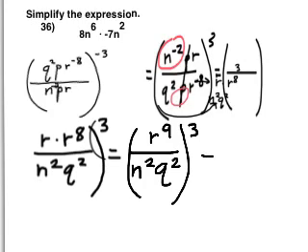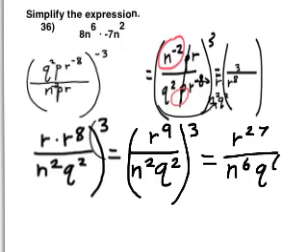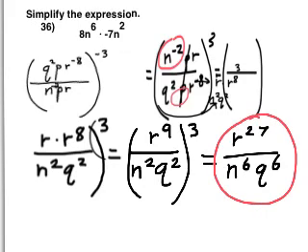All right, so let's finish this up. We have r to the 9th, so there's 3 of those. r to the 9th times r to the 9th times r to the 9th, and that would be 27 of them, right? So we have r to the 27th. Okay, then we have 3 of these n to the seconds. N to the second times n to the second times n to the second. That's n to the 6th. And 3 of those q to the seconds, which will be q to the 6th. And there's our answer. R to the 27th over n to the 6th, q to the 6th.